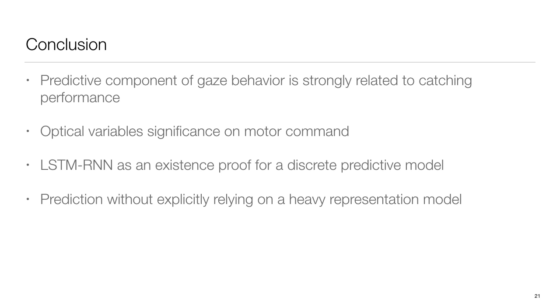And the fact that these models rely only on optical variables and proprioceptive signals allows us to say maybe there is no necessity for an internal representation of complicated Newtonian physics in our perception system.